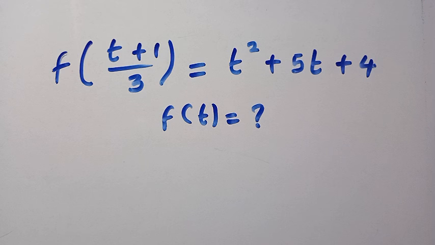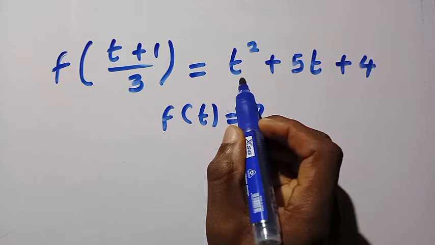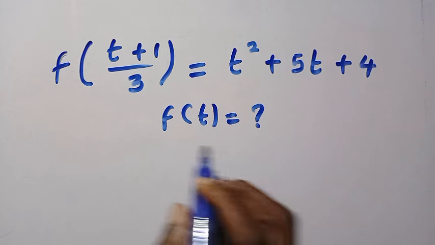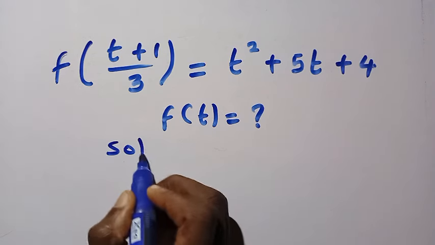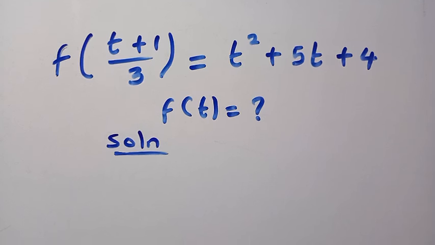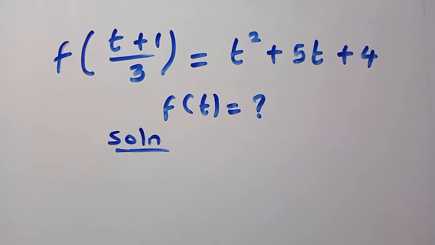How to find f of t in these functional equations, given that f of (t plus 1) divided by 3 equals t squared plus 5t plus 4. To solve this, let's consider the solution, and I'll be using two methods to solve this system of functional equations.